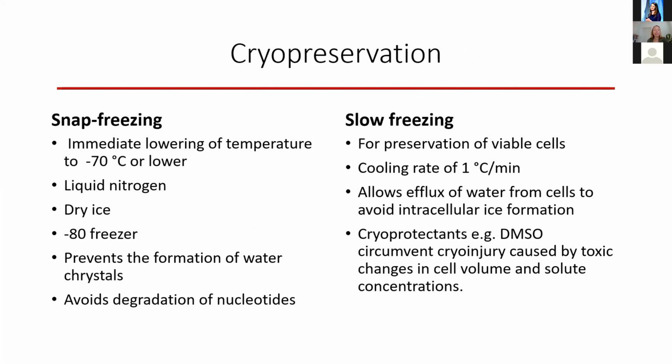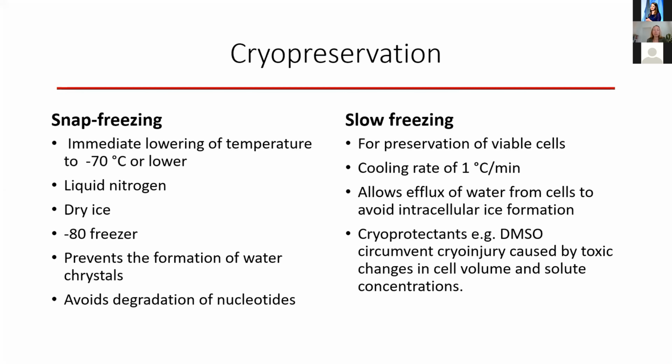Cryopreservation can be done in two different ways. Snap freezing, which is immediate lowering of temperature to -70 or lower. It can be done in liquid nitrogen, dry ice, or in a -80 freezer. It prevents the formation of water crystals and avoids degradation of nucleotides.